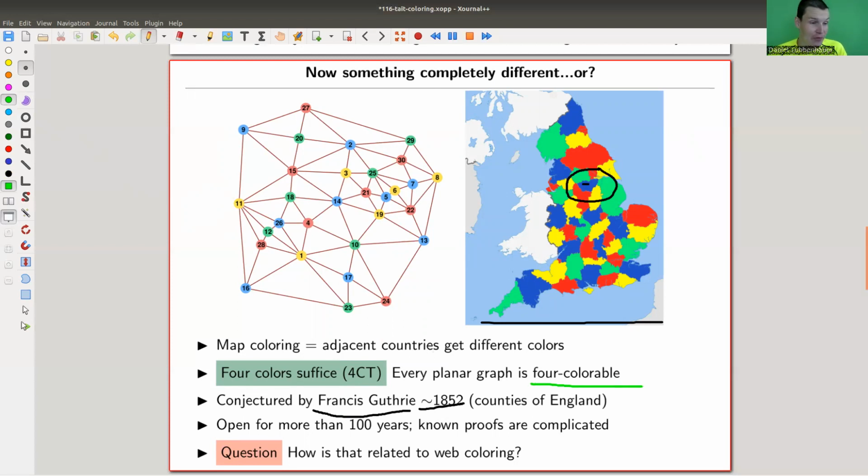Anyway, they come up with this conjecture that every map is four colorable, not just the counties of England, where you just see a solution right now, but any map. Any map is four colorable. This is one of the most important conjectures in all of mathematics, in graph theory, and it took 100 years to prove, and all proofs are really complicated. People try to come up with methods to simplify the proof, new proofs, but you shouldn't try it, it's very hard. A lot of people tried, and there are also a lot of very wrong proofs.